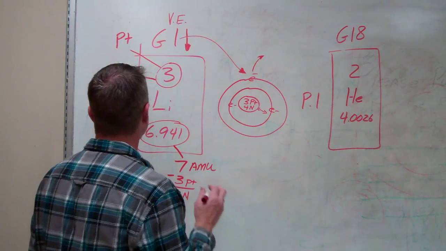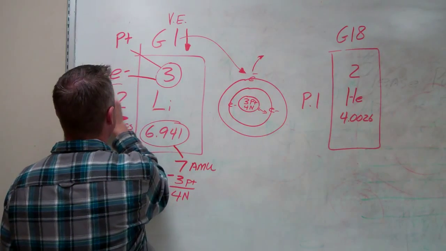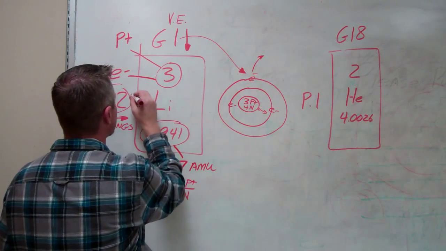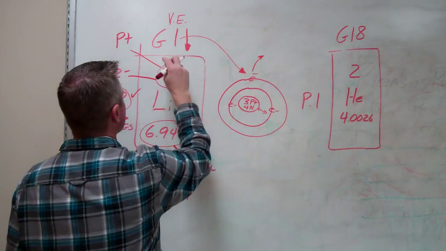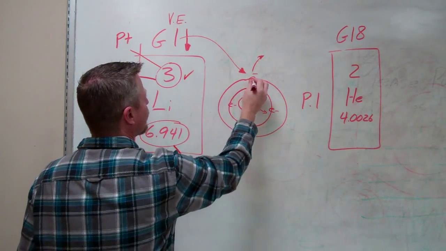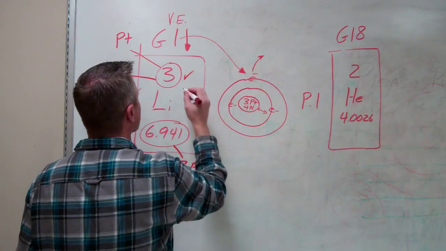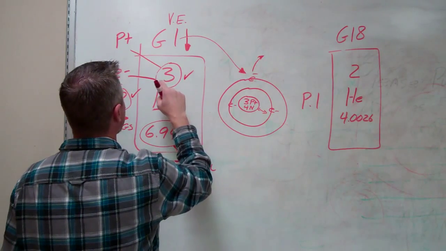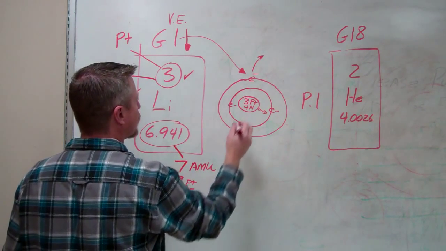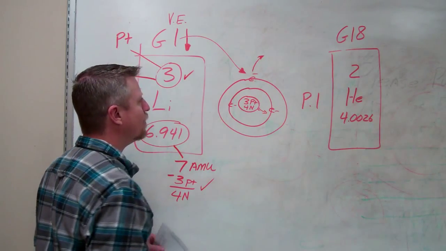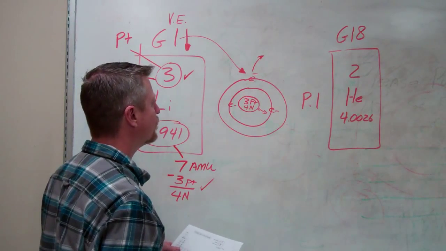Okay? Now let's just check ourselves again. We have period 2, which means he has 2 rings. That's right. He has 3 electrons, which we have 1, 2, 3. That's correct. We have 4 neutrons, which is correct. So everything checks on this atom.